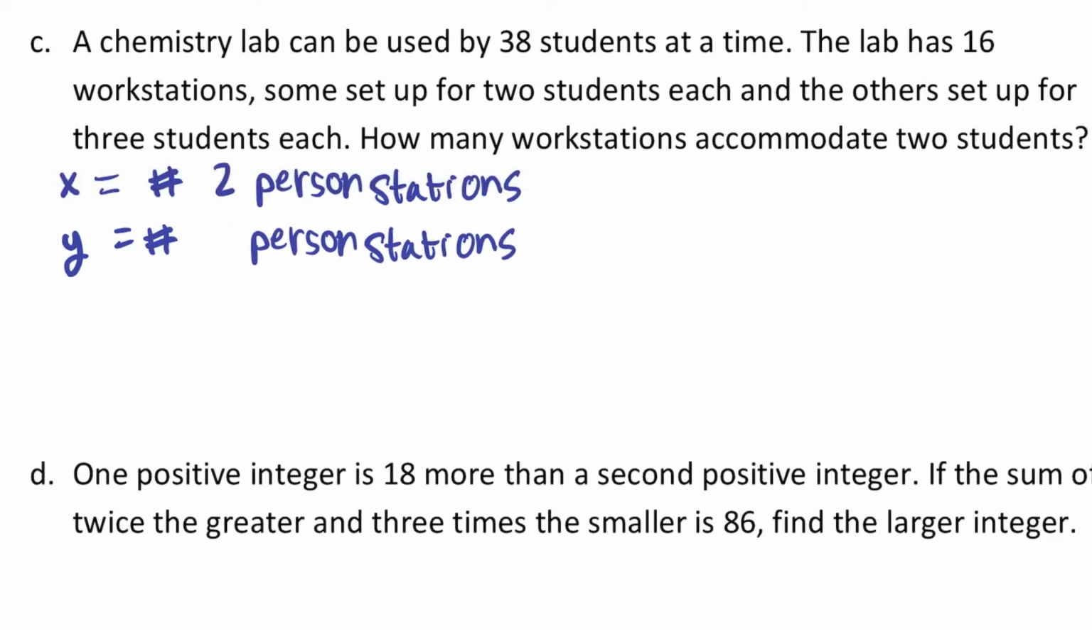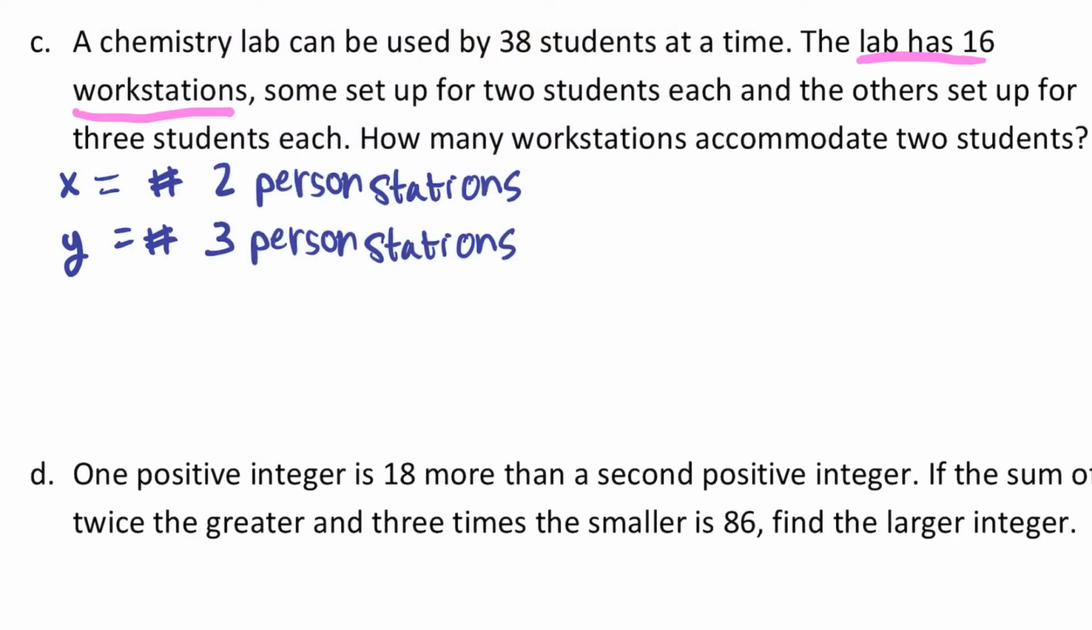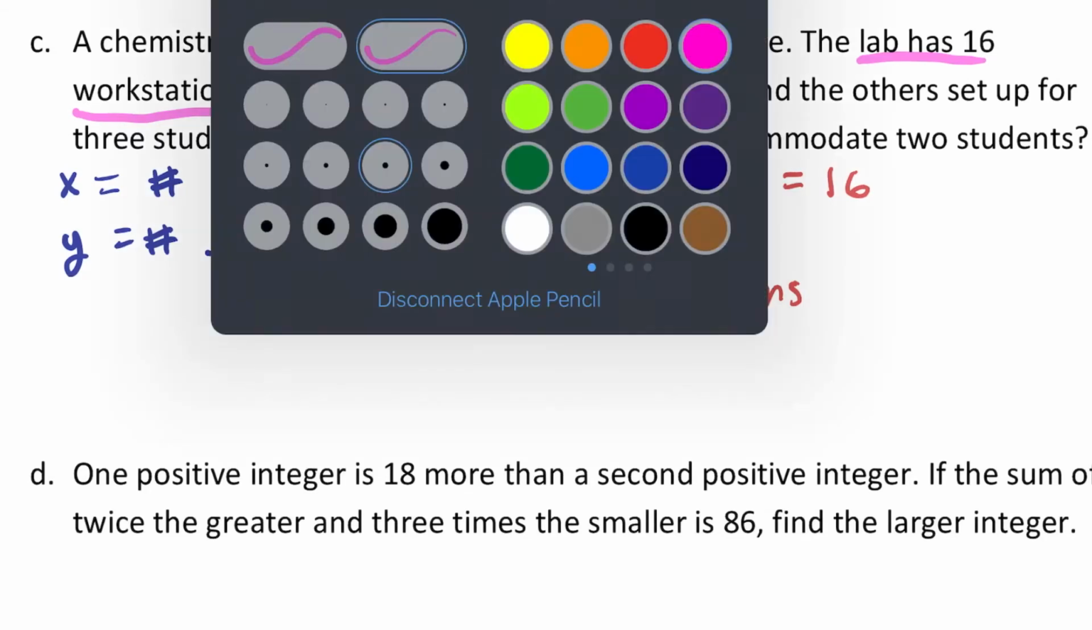So if we look at the information that we are given, we're given the fact that the lab has 16 total workstations. So if I put my 2-person workstations and my 3-person workstations together, there's 16 total. So if I add up the values of x and y, because those stand for the number of each type of workstation, it should give me 16. So that would be one equation.